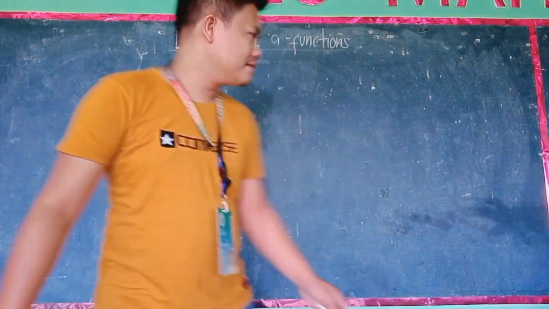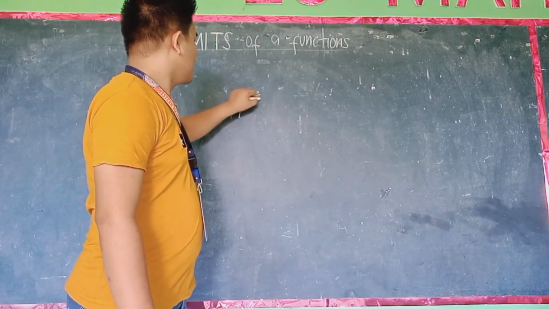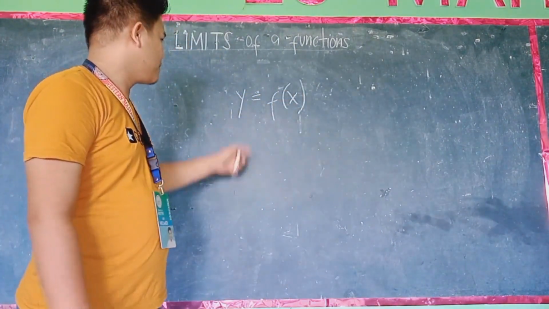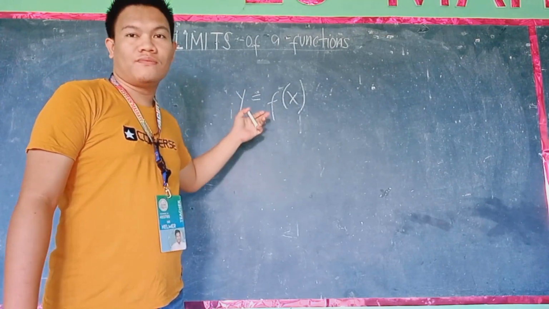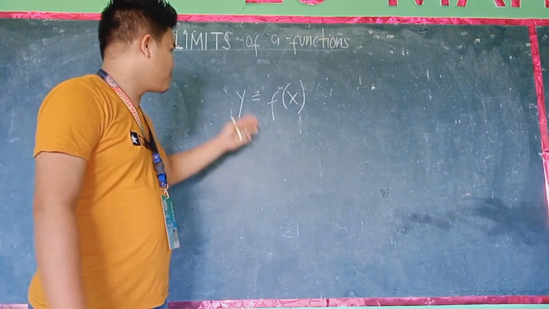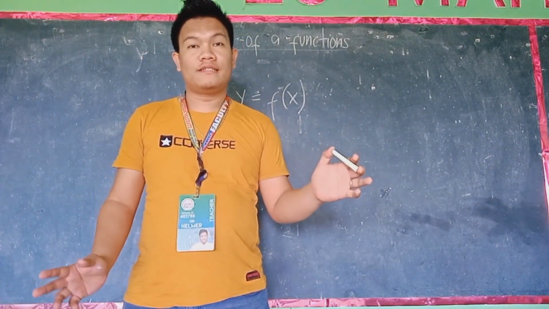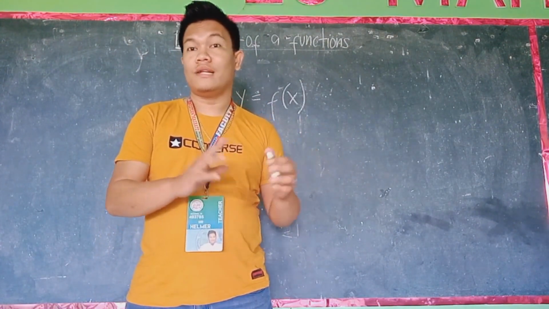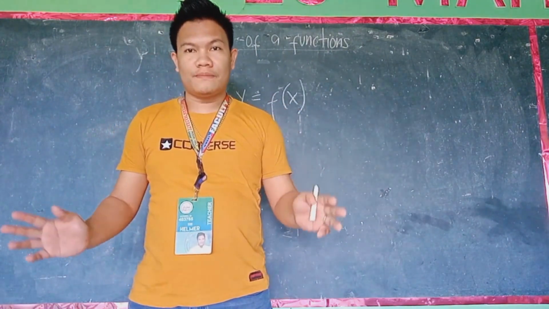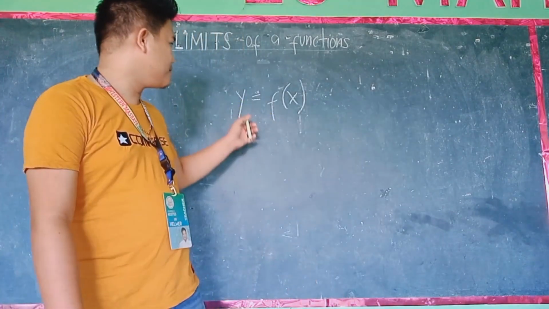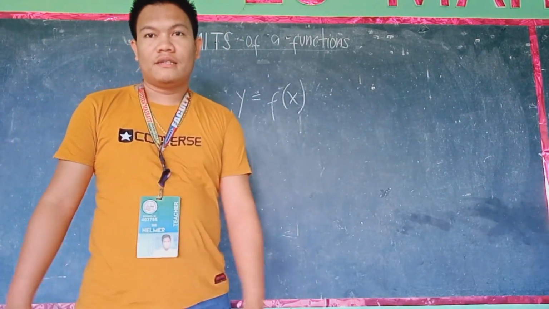In your general mathematics, a function is defined as y equals f of x. So this is the general formula for a function: y equals f(x). Since the limit of a function is based on the function, if there is no function, there is no limit. Therefore, you should be familiar with the concept of a function. So what is a function? A function is defined as y equals f(x).